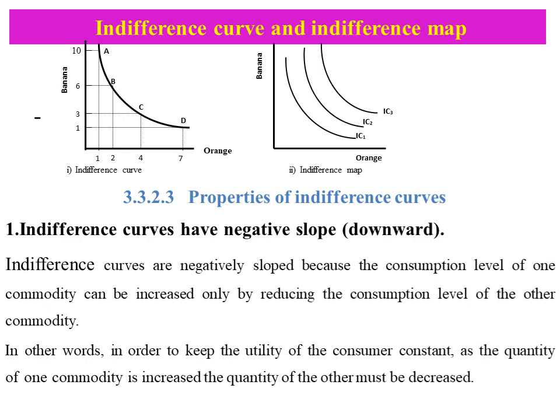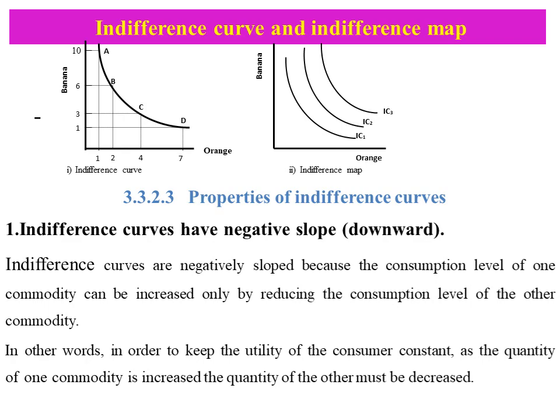Indifference curves have a negative slope, or downward slope. As you see from this graph, it slopes downward. An indifference curve is negatively sloped because the consumption level of one commodity can be increased only by reducing the consumption level of the other commodity to keep the same value or the same combination. You have to sacrifice one to get another by the same amount, even though it is not perfectly substitutable.